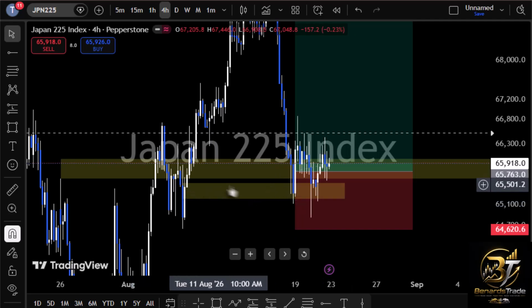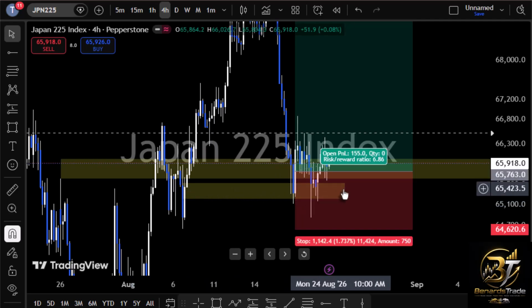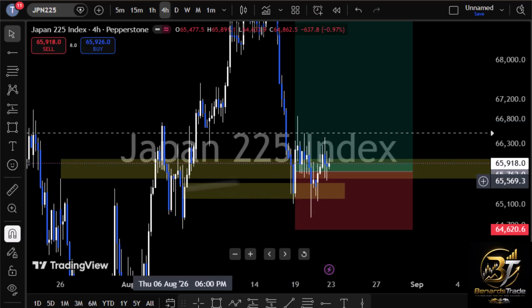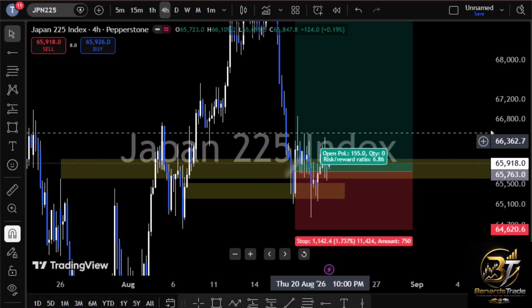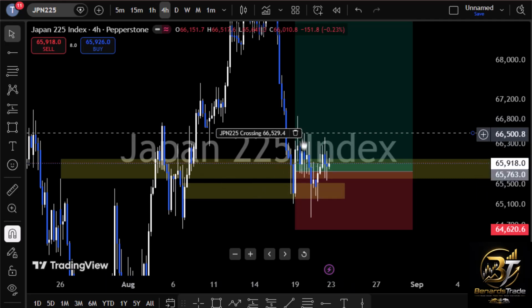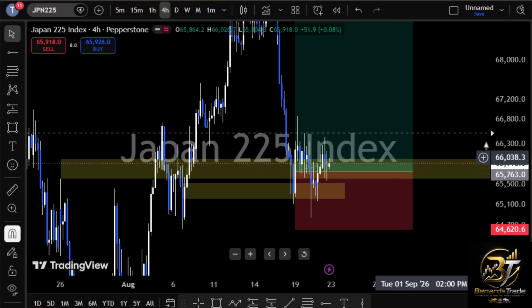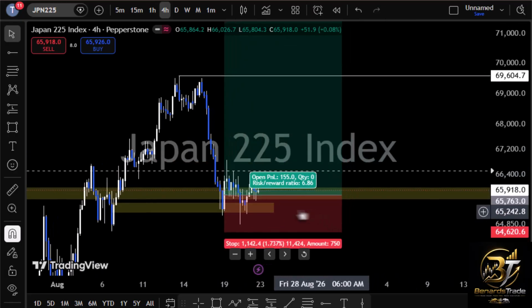Look at the 4 hours of it. Look at how it's looking. So I took a long from here at the other block to go up, although it's still ranging. So I have an alert on this asset. So I want a displacement leaving the fair value gap above here or here. So I will still continue buying.